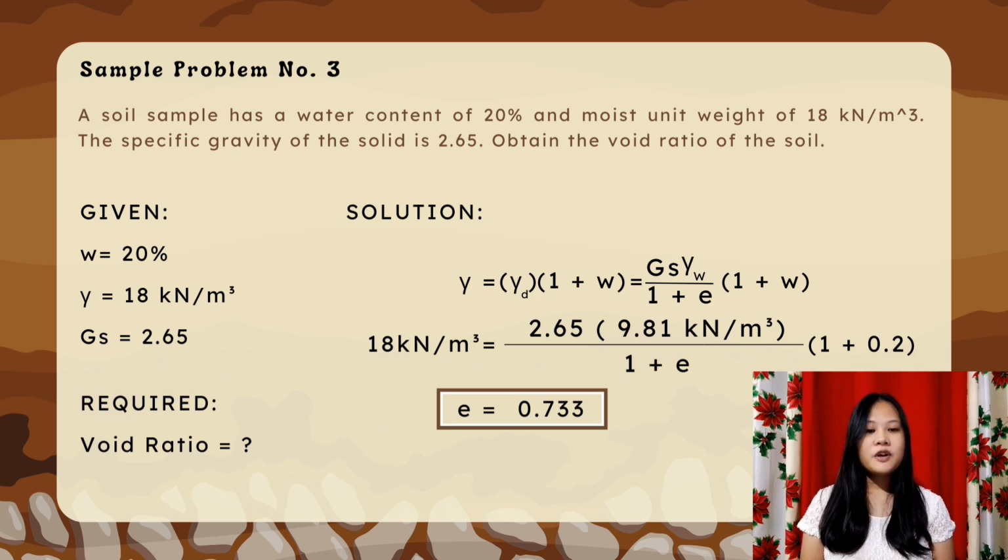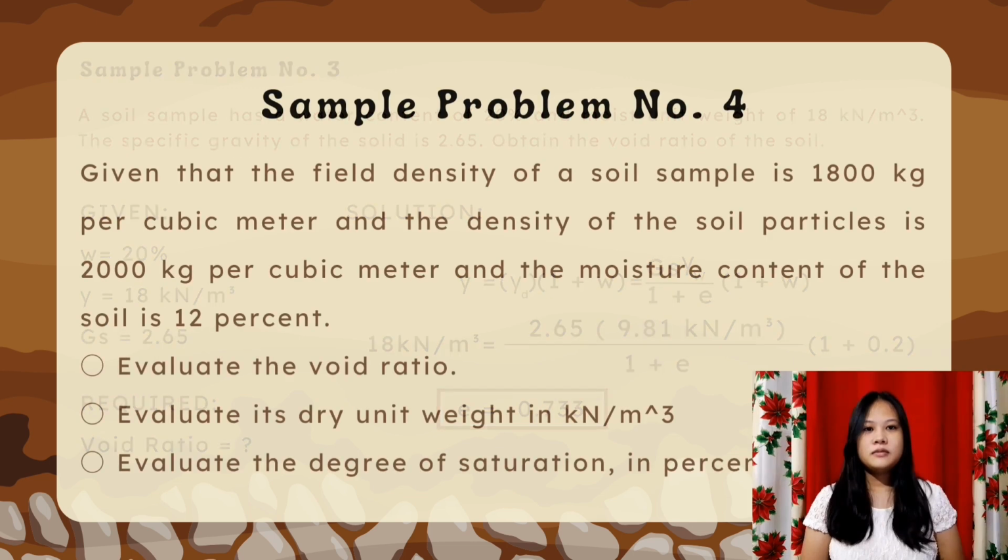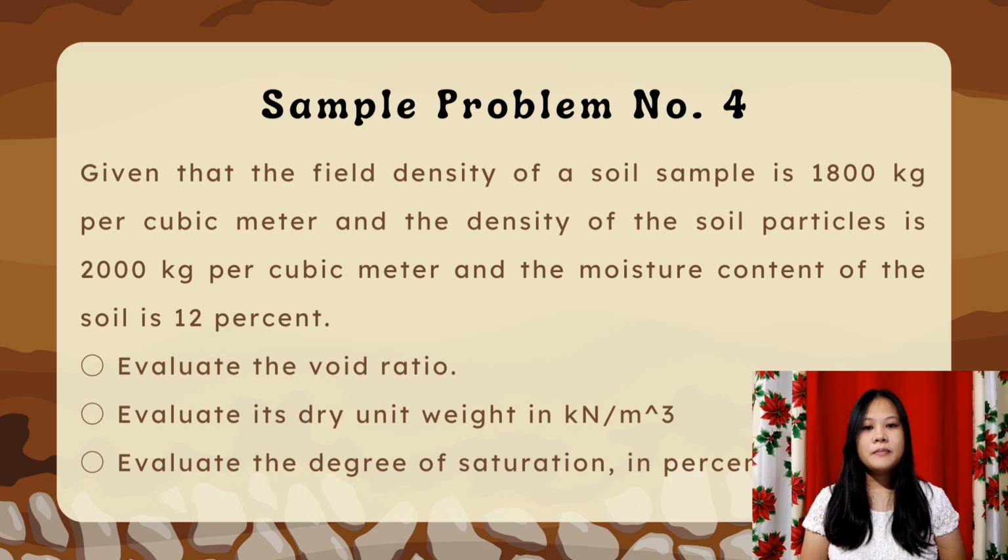Ang magiging formula na natin ngayon ay unit weight is equals to specific gravity times specific weight of water over 1 plus void ratio times 1 plus water content. Kung isa-substitute natin lahat ng given natin, makukuha na natin yung void ratio. Ang void ratio natin ay 0.733.